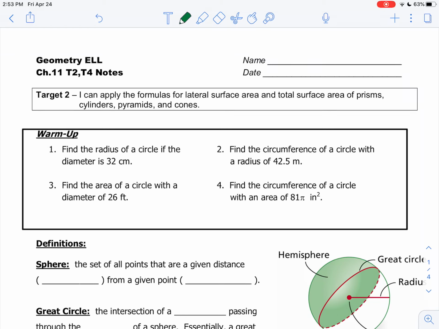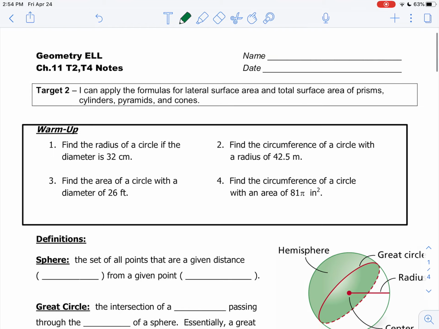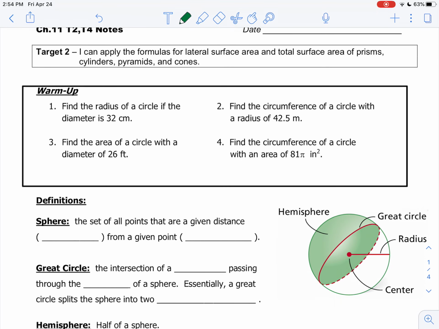Hello, Geometry, ELL. We are here in Chapter 11, finishing Target 2 and also looking at Target 4. Not sure how much time you spend reading the targets, but there is one word missing from Target 2, and that's the goal of today, at least the first half, is to talk about spheres. Before we do that, there's a little warm-up.